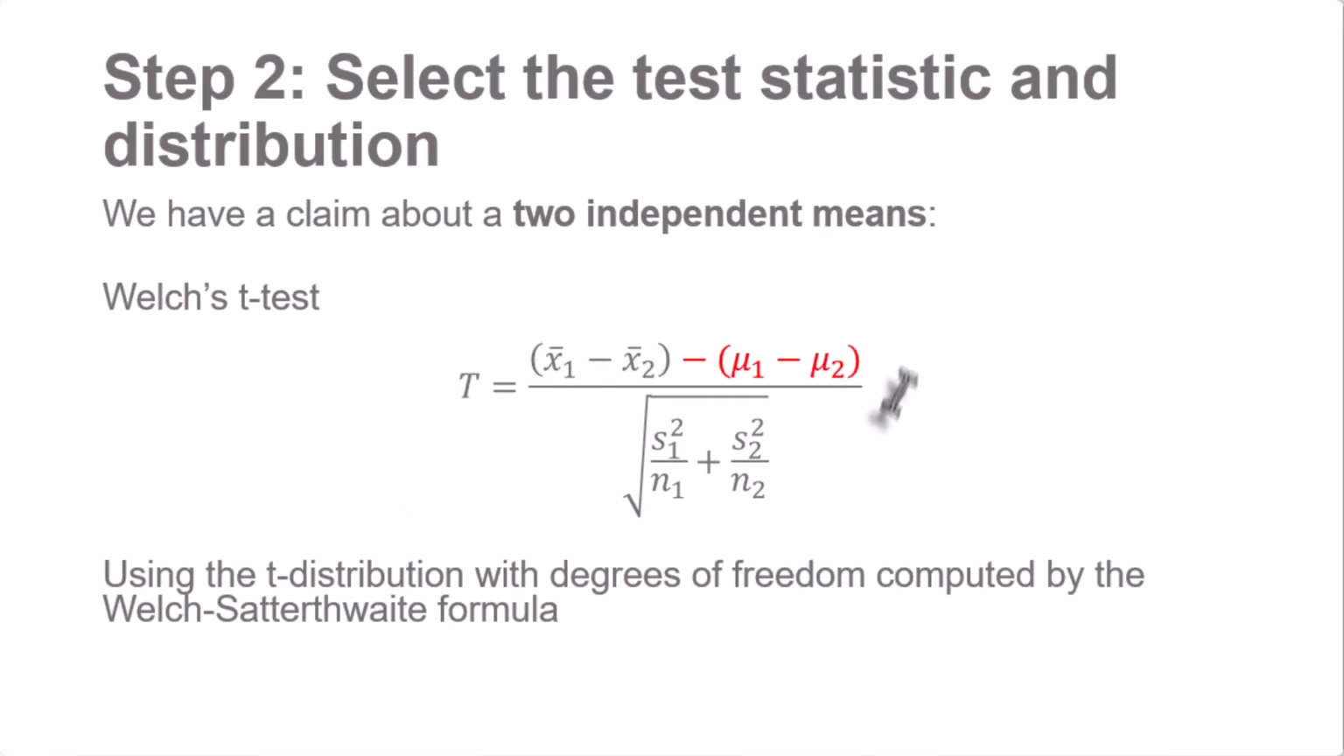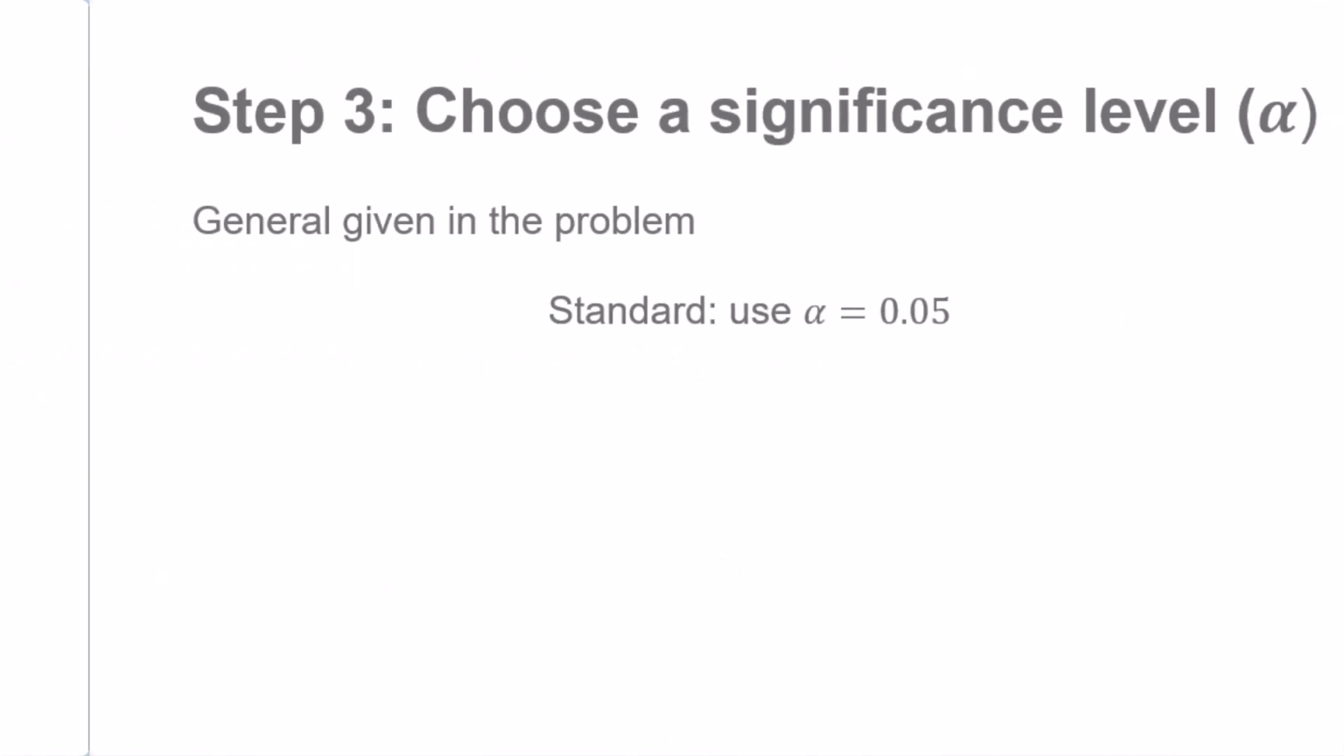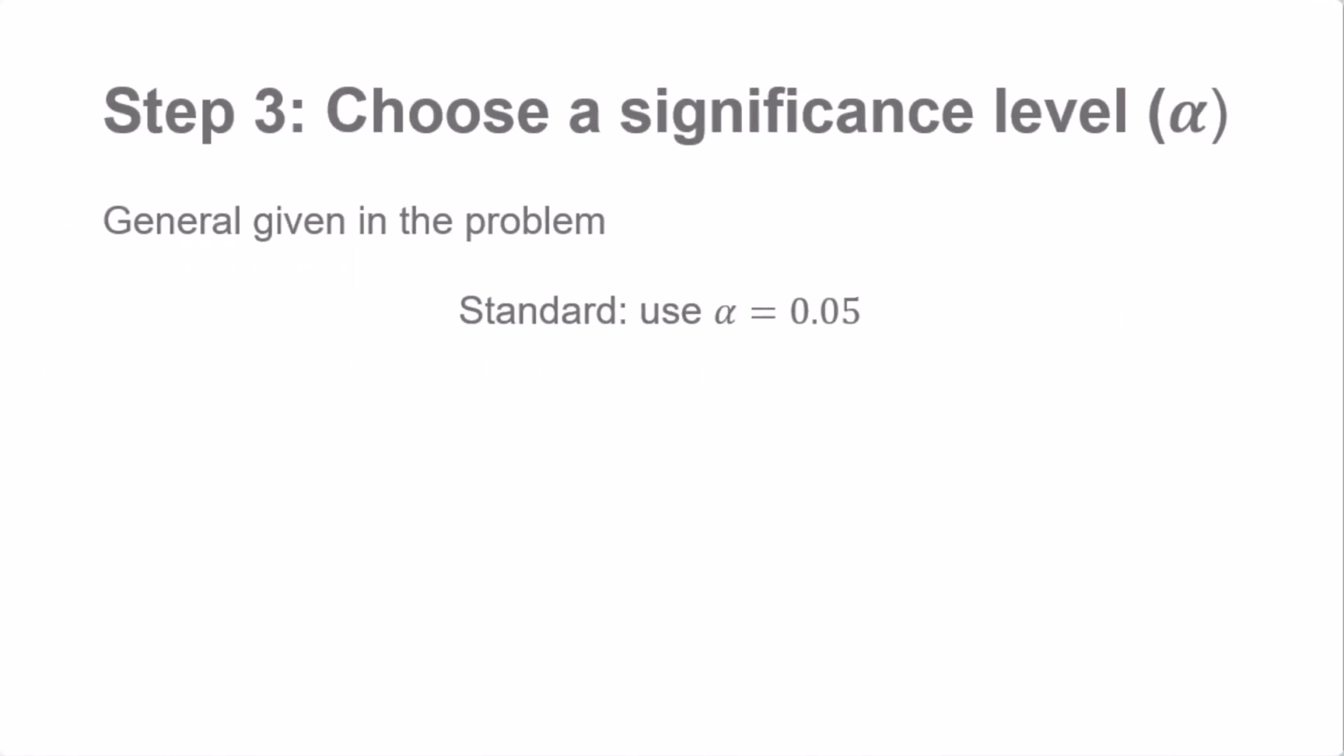But if I include this piece, it kind of mirrors what we saw in the last section where we had x bar minus mu over s over root n. It has the same format, so I just wanted to point out that parallel. So after we've selected our test statistic and distribution, we need to identify our significance level. You can see more about this in prior videos, but generally we're just going to get this value from the problem. I'm going to assume we're using the standard alpha of 0.05 in this case.